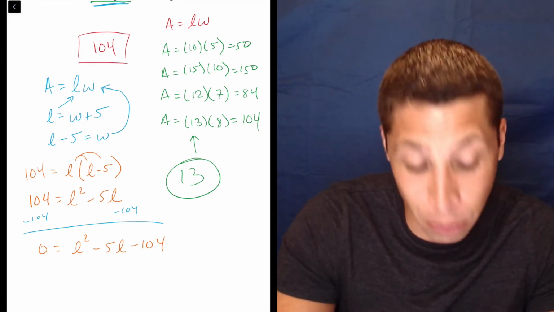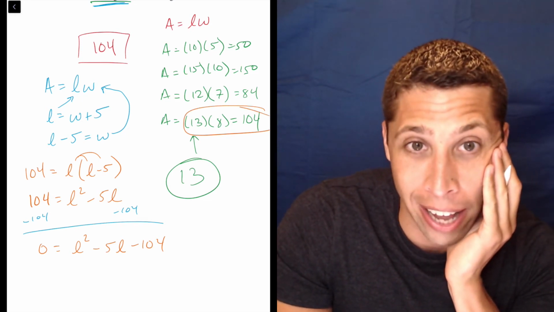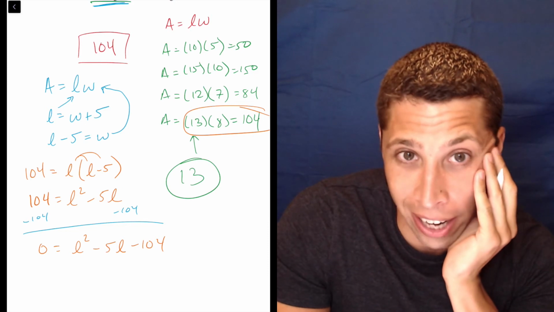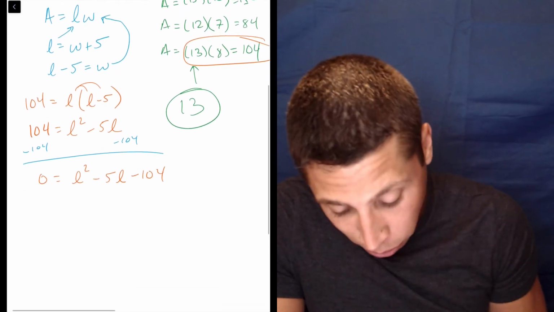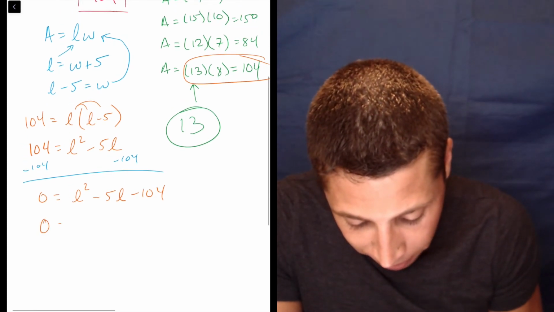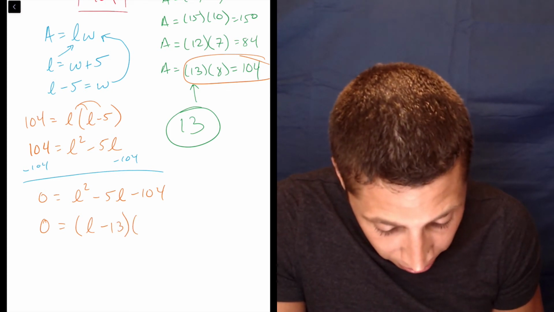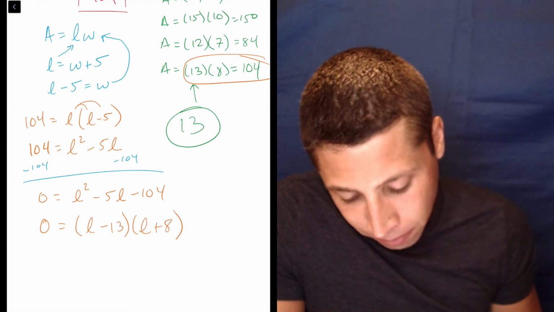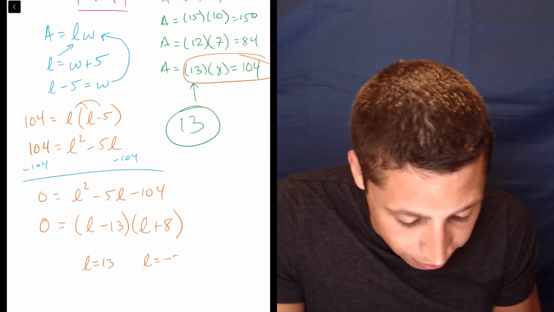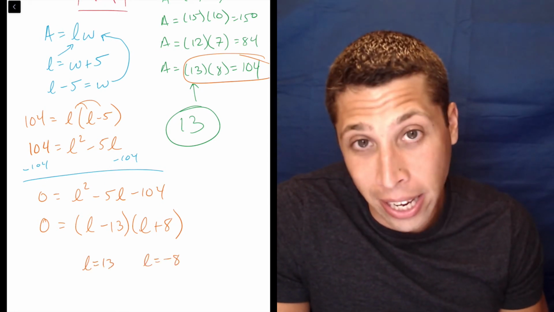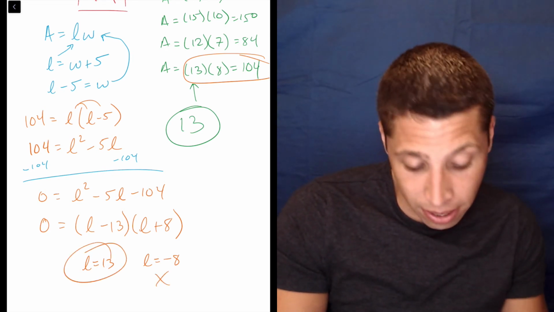Because I doubt most of you are going to know that 13 times 8 is 104 off the top of your head. So you're still kind of doing a guess and check. You're just adding a whole lot of extra stuff on top of it. And so to shorten it, the factored form would be (L minus 13)(L plus 8). And so when we solve for L, we're going to get L is equal to 13 and L is equal to negative 8. But obviously we can't have a negative dimension. That doesn't make any sense. So L is 13, and that's what we got.